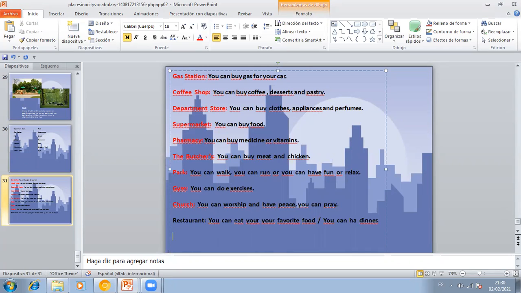Okay, everybody, what about the bank? What can you do in the bank? Do you remember? In the bank, what can you do? You can keep money or you can withdraw the money. What is the meaning of withdraw? Retirar, hacer retiro de dinero. Okay, like this. Okay, very good. So these are the different activities that you can do.